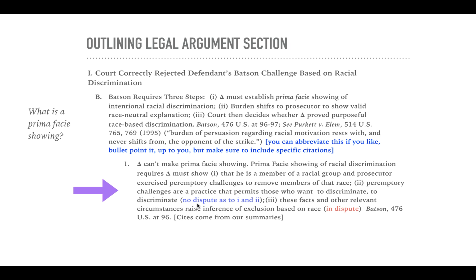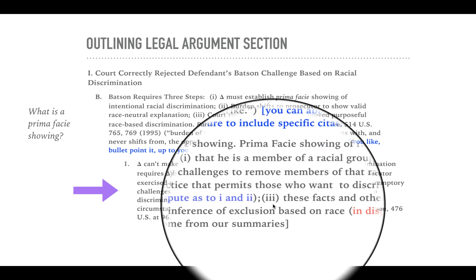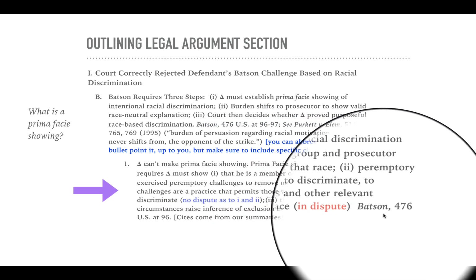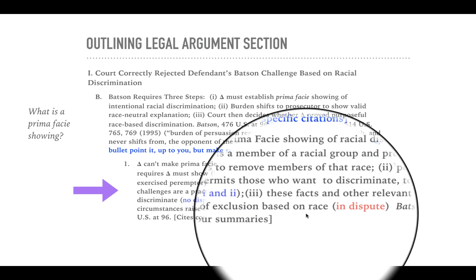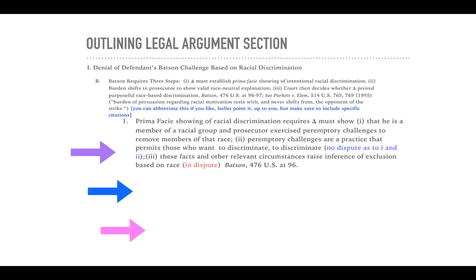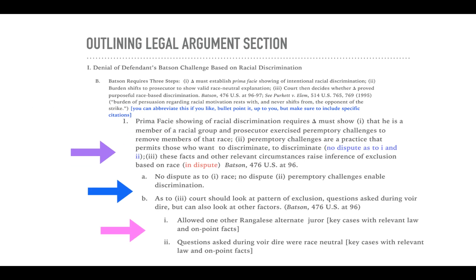Our chart told us that there's probably no dispute as to points 1 and 2, but we are going to argue point 3 about whether facts and other relevant circumstances raise an inference of exclusion based on race. Naturally, we have our citations right in the outline, and it all came from our summaries. And this is continuing to flow nice and logically. As to that third point, well, what are facts and circumstances raising an inference of racially based exclusion?